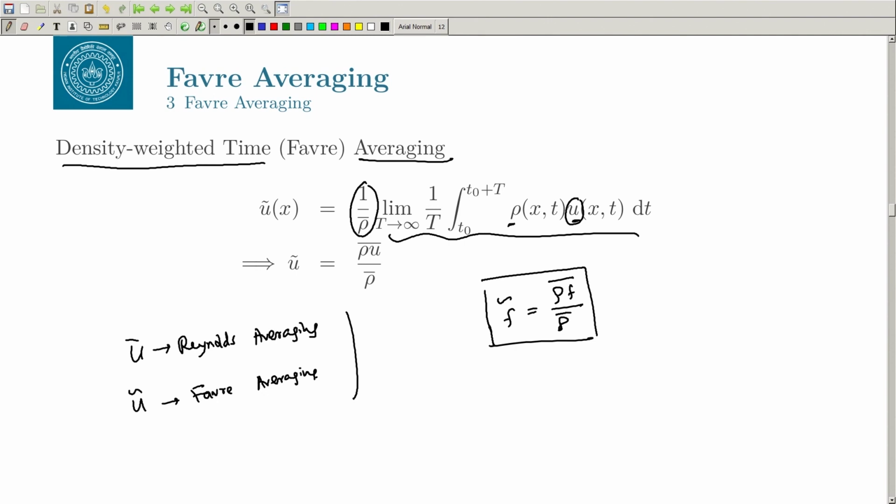So, what we are trying to do is basically absorb the variation in rho into this rho f term, so that you do not have to... I mean, we will see the advantage in the next slide. So, you can write it as rho f bar is equal to rho bar f tilde, right. If it is a velocity, you can write it as rho u bar is equal to rho bar u tilde.